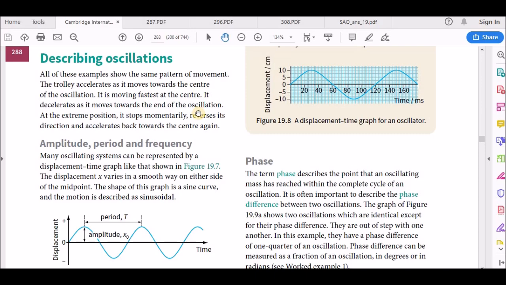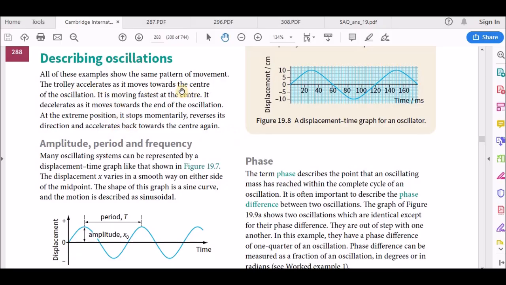Previously we learned about simple harmonic motion, and I told you what happens at each position, that is, at the extreme ends where it comes to a momentary stop, in the middle of the oscillation, which is at the equilibrium position, it has the maximum speed. I also told you that when it goes from the equilibrium position to the extreme position it decelerates, and when it comes from the extreme position towards the equilibrium position the object accelerates. So they have summarized it over here.